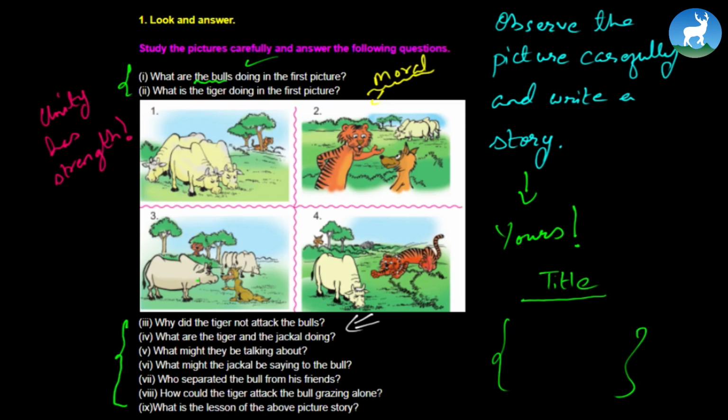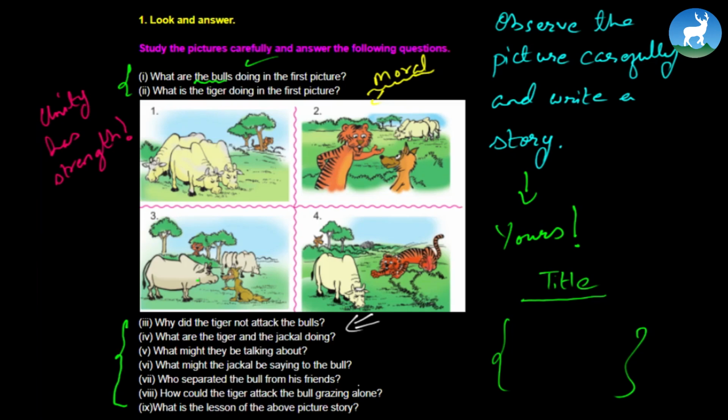Of course, that's what tigers do. They attack. They are the natural predator, and they attack those who are alone. Whenever they attack, they make sure that they first isolate their prey from the herd, and only then they attack. So, how could the tiger attack the bull grazing alone? The tiger is a predator, and it always attacks an animal separated from the herd.